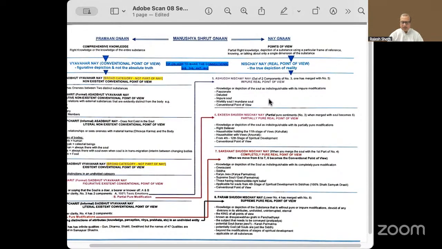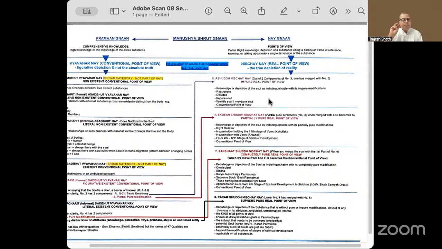Okay, let me see if I can explain it to you more. So this point of view, number 5, talks about the soul as one with its impure modifications. All the impure modifications, you take in number 5 only. Okay, it says that the soul is passionate, soul is angry, soul is greedy, right? And so on.